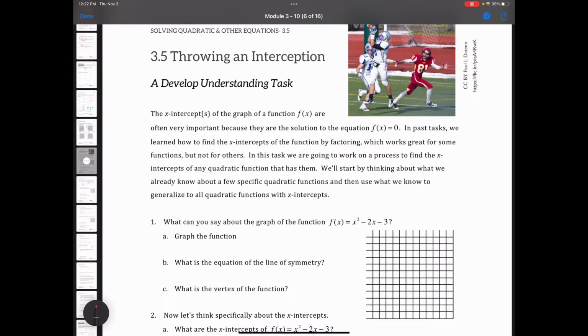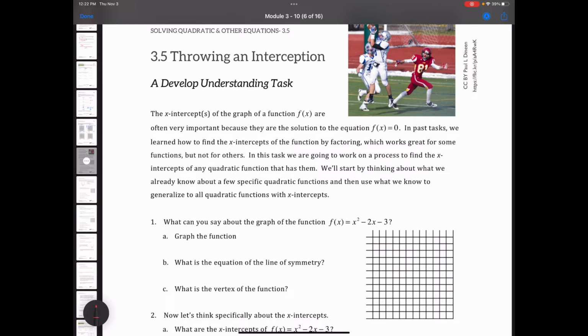So the x-intercepts of the graph of the function f of x are very important because they're solutions to the equation f of x equals 0. That's the same as setting y equal to 0. In past tasks, we learned how to find the x-intercept of the function by factoring, which works great for some functions, but not for others.